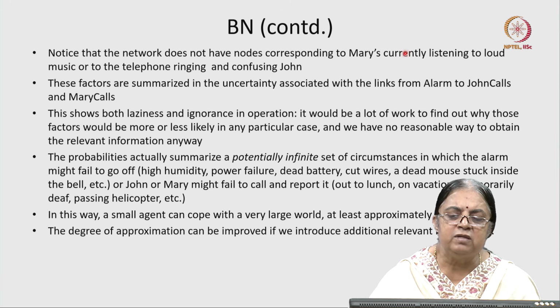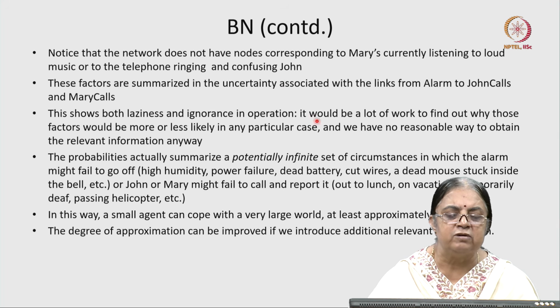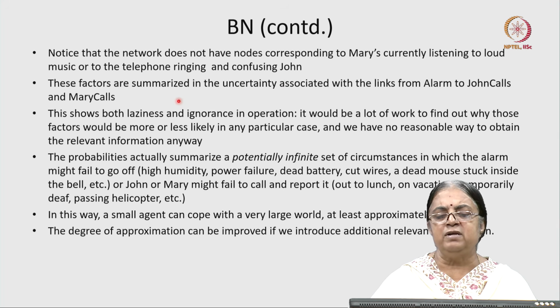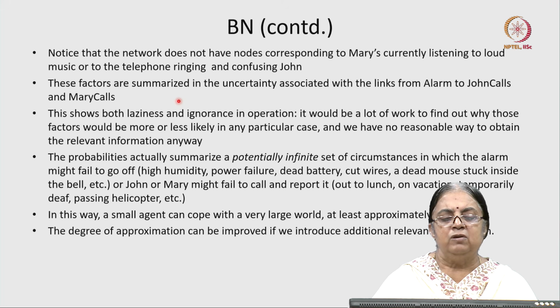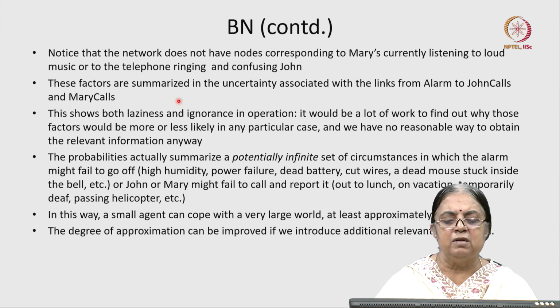There are many other things, for example, Mary currently listening to loud music or the telephone ringing, etc. So, these factors are just added into the system using just these 5 variables. You need to do a lot of work to add all those things, and you may not have all the values, and anyway it is going to be approximate. So, just using these 5 variables is enough to form this Bayesian network.